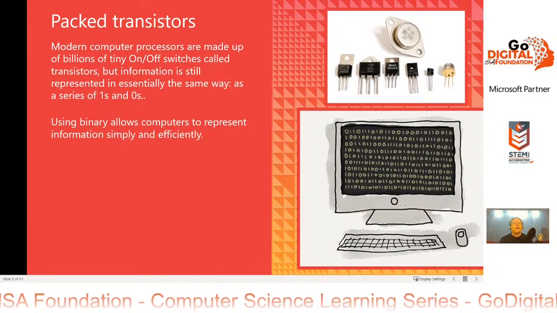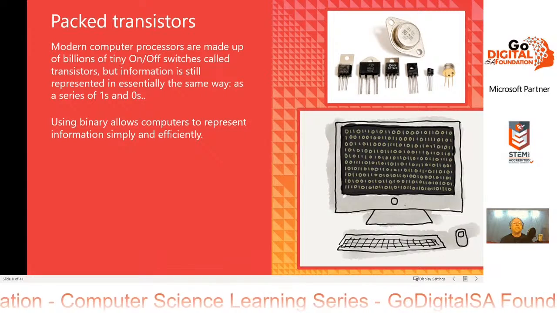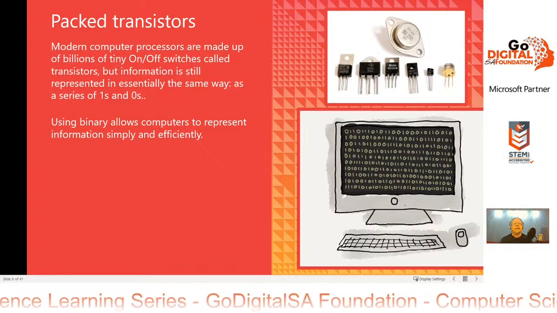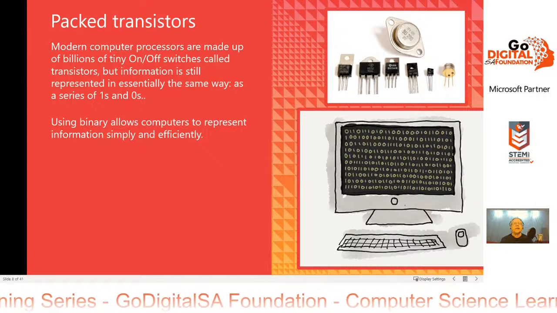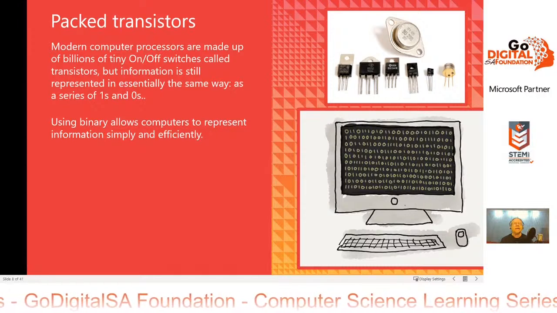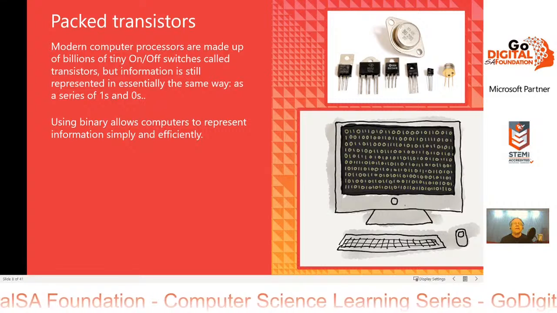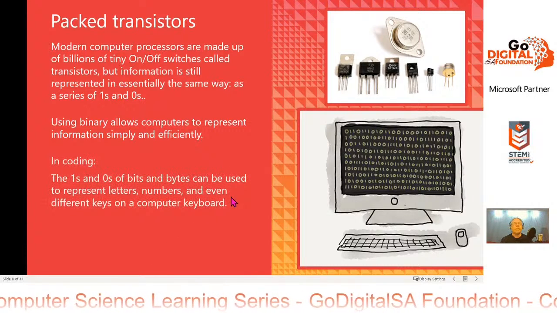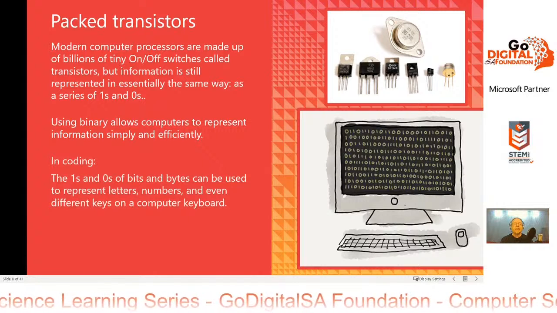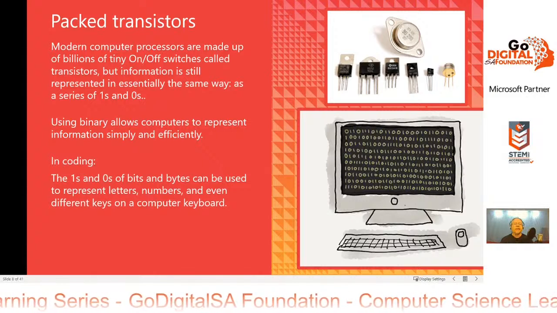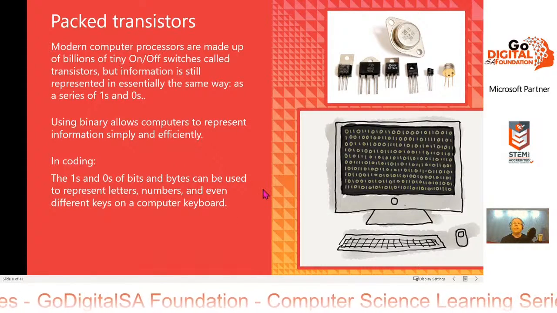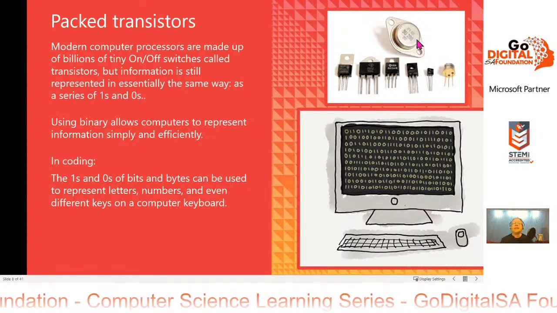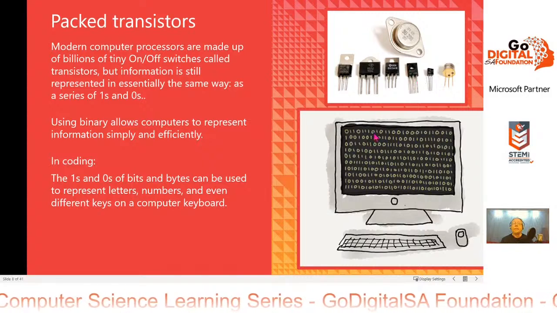Packed transistors. Modern computer processors are made up of billions of tiny on-off switches called transistors. But information is still represented in essentially the same way, as a series of ones and zeros. Using binary allows computers to represent information simply and efficiently. Encoding the ones and zeros of bits and bytes can be used to represent letters, numbers, and even different keys on a computer keyboard. This is just a photo of some old transistors. You can still find transistors that look like this.